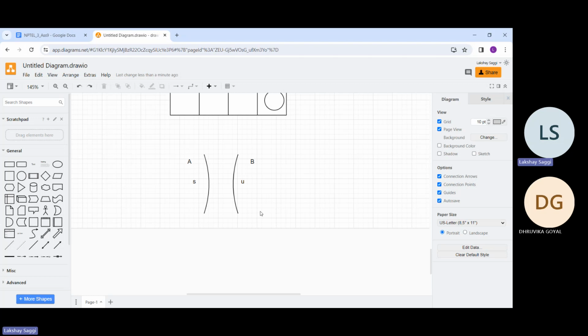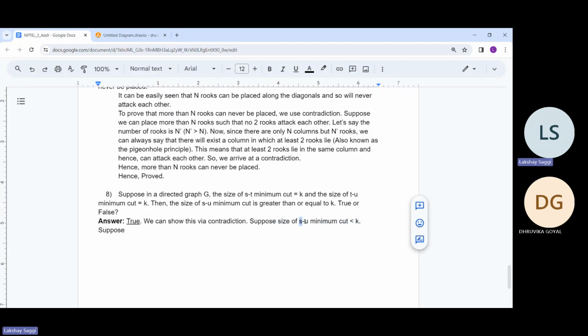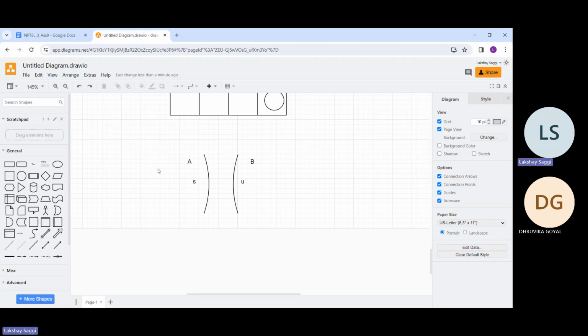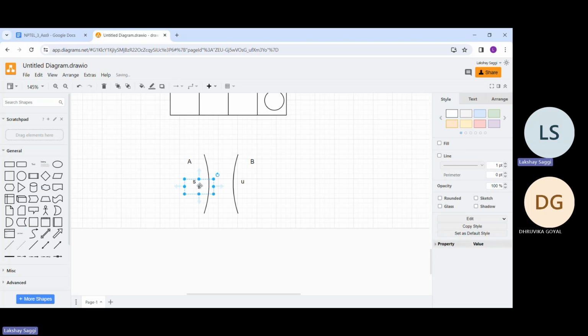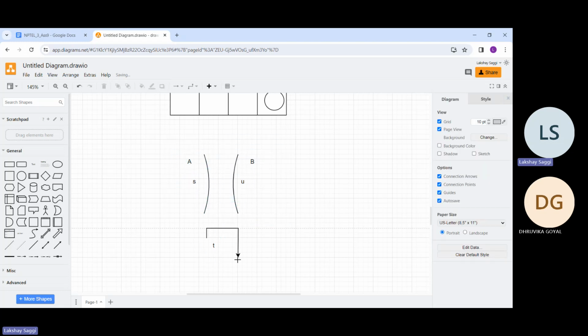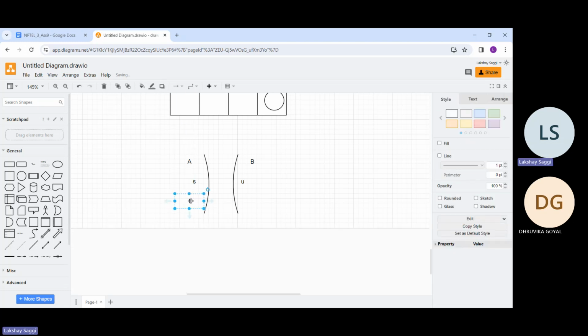But now let's just think about the vertex T. Along with this S and U, we are also given some information about the vertex T, right? That ST minimum cut is K and TU minimum cut is K. Now, where will the vertex T lie? There are two cases for vertex T. This is a bipartition, so some vertices are on the A side, and the other remaining vertices of the graph are on the B side. So this vertex T will lie either on the A side of the SU minimum cut, or on the B side of the SU minimum cut.